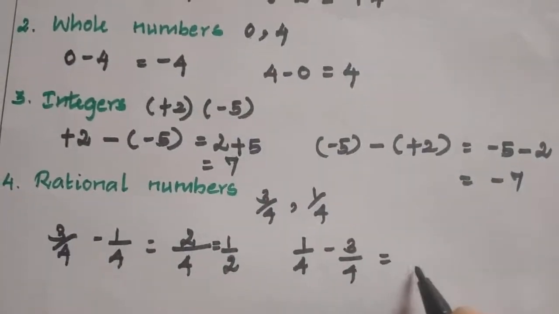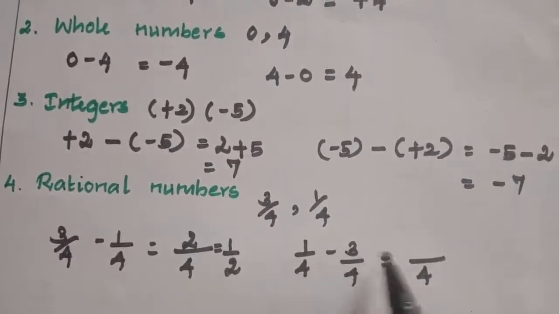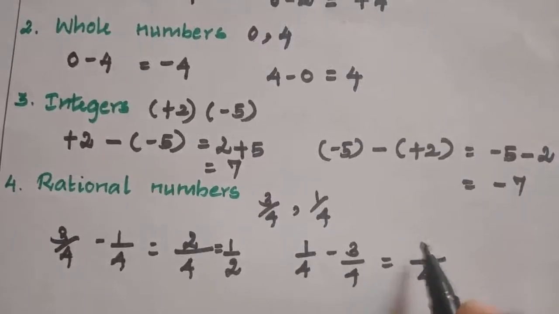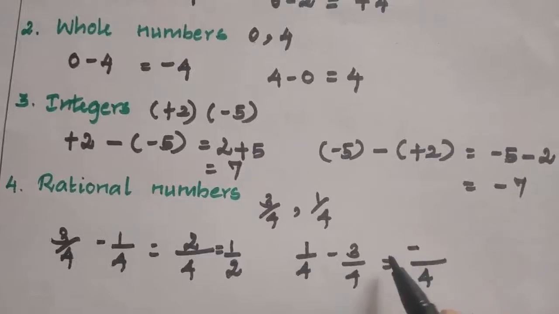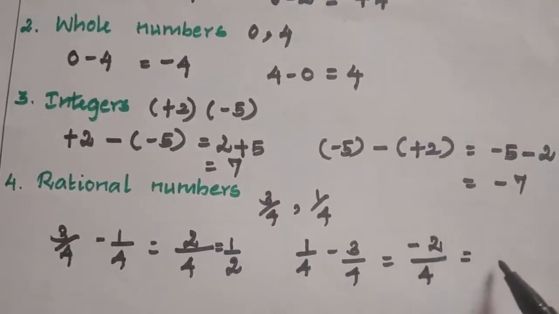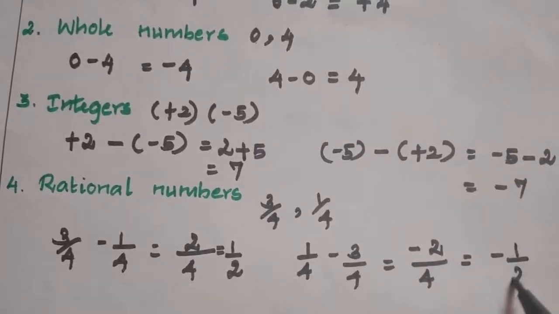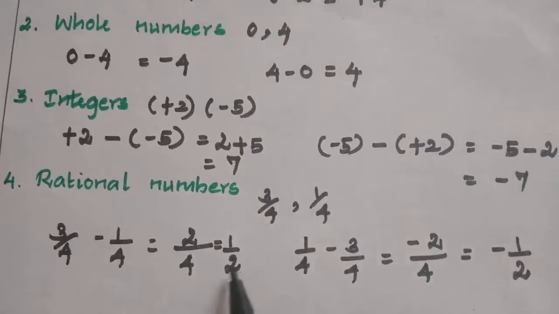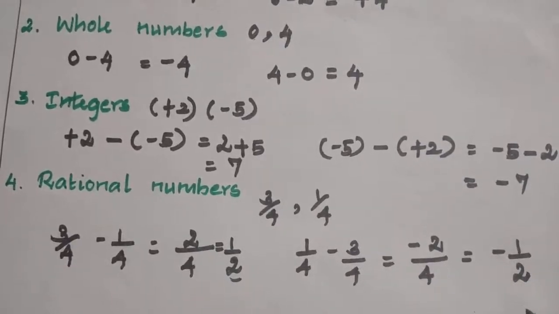Here the denominators are same. The numerator 1 minus 3. So these are in two different signs. Subtract and write the greater number sign. Here the greater number sign is negative and the difference between 1 and 3 is 2, which, when you simplify, you will get minus 1 by 2. So here the answer is plus 1 by 2 and here it is minus 1 by 2.